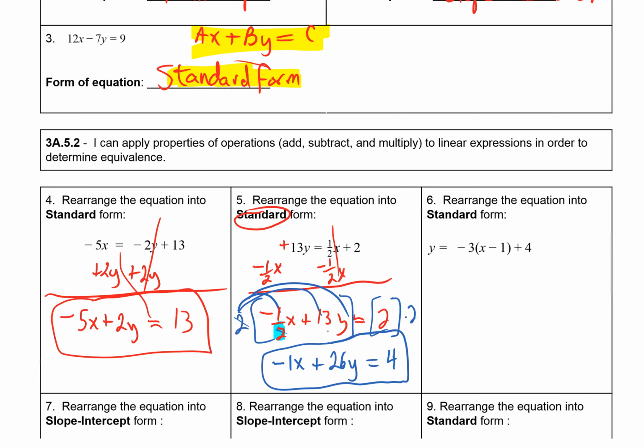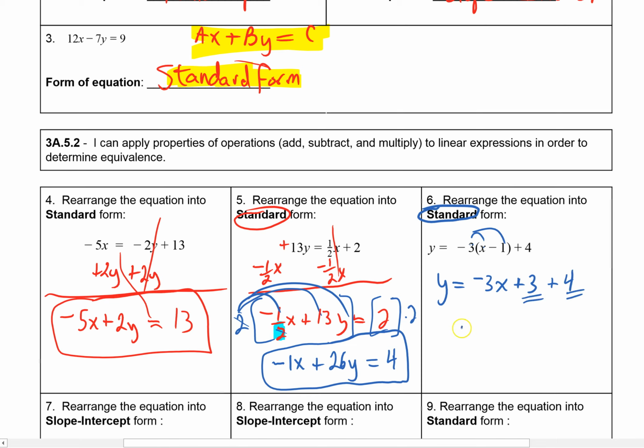For number 6, again, we're going to standard form. This sure looks like we need to distribute to get started, and we will. Negative 3 times x, well, that's just going to get you a negative 3x. Negative 3 times a minus 1 will become a positive. That's a positive 3. And then I hope you can see that there are like terms that we can put together. 3 plus 4 is going to add up to a 7.